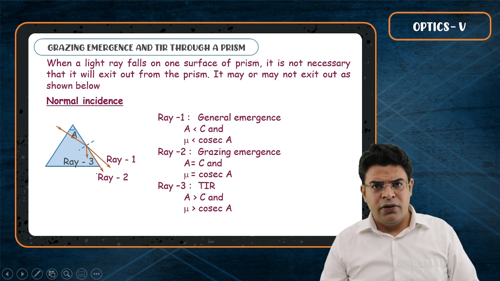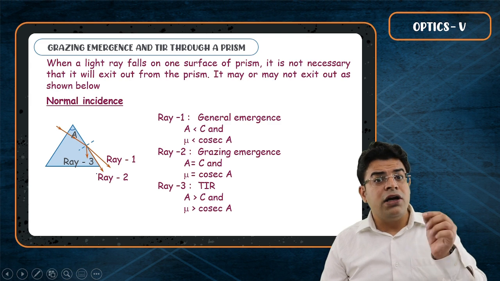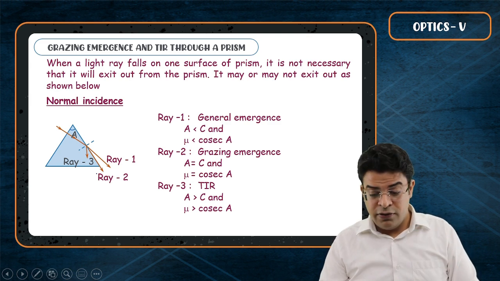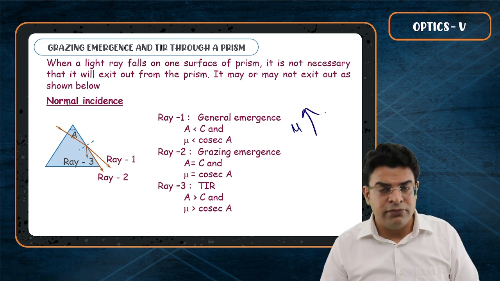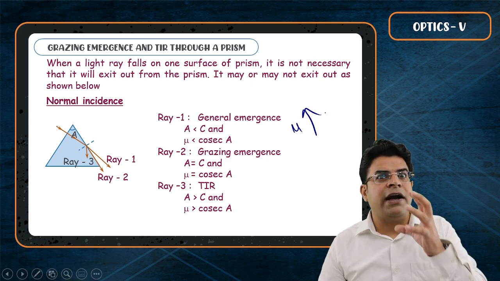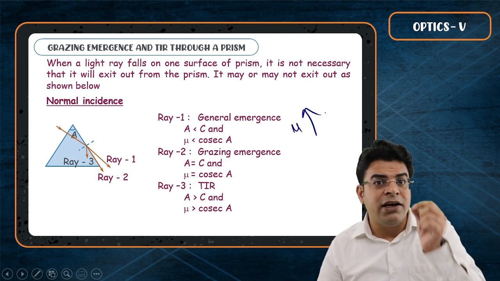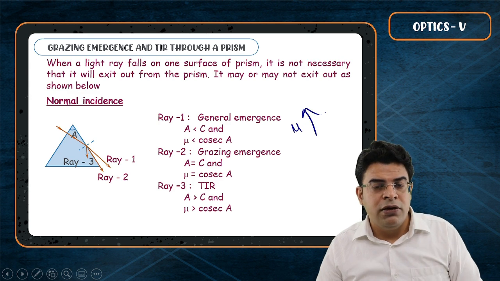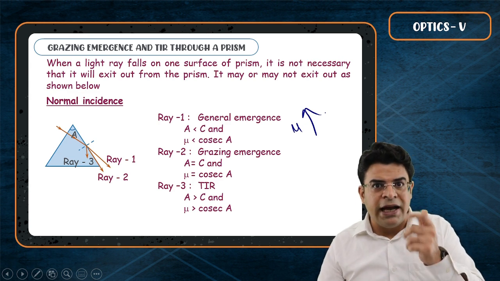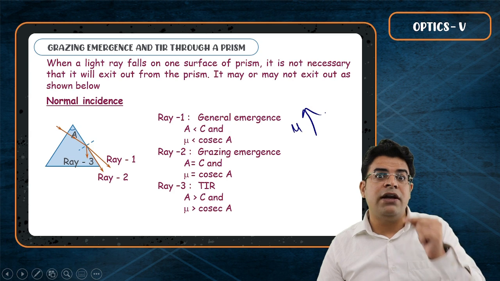Sir, how do you remember all these things? See kids, for the ray to undergo total internal reflection, the refractive index of the prism should be high. The greater the refractive index, the more problematic it will be for the ray to come out. We say that diamond shines. Why? Because it has a high refractive index.